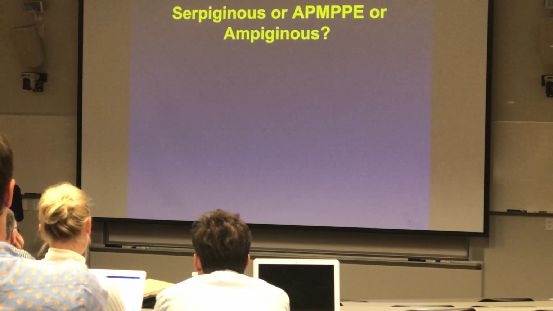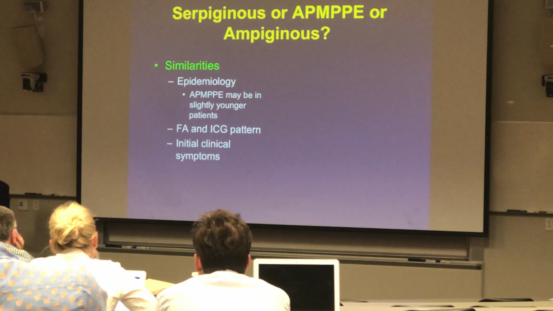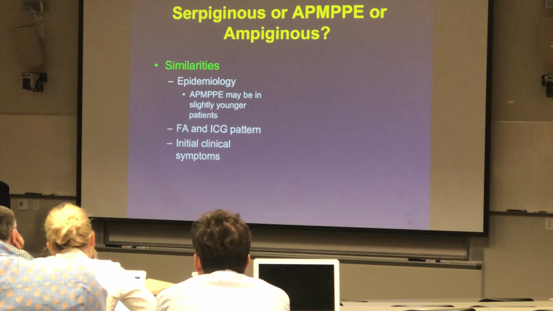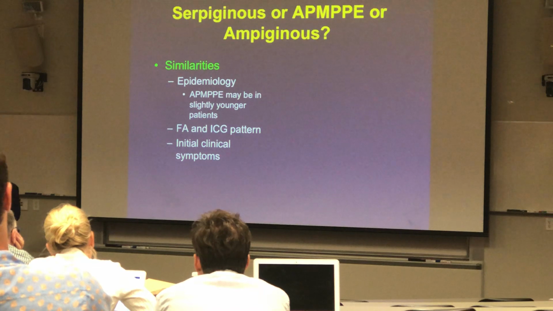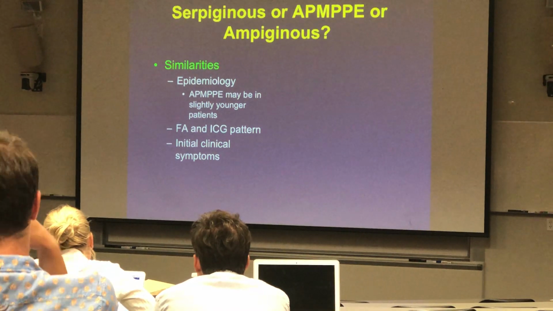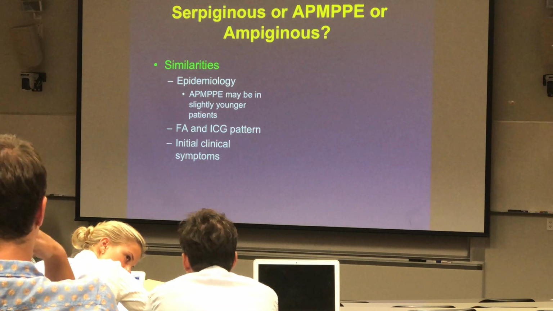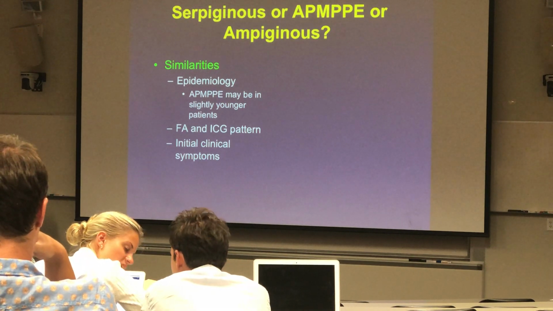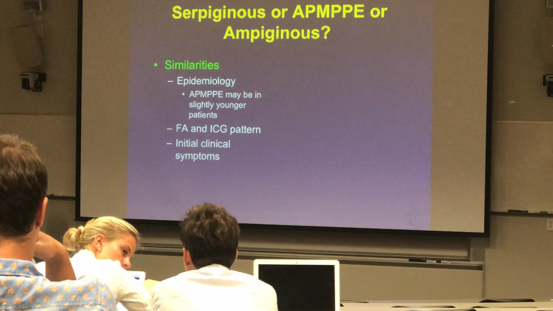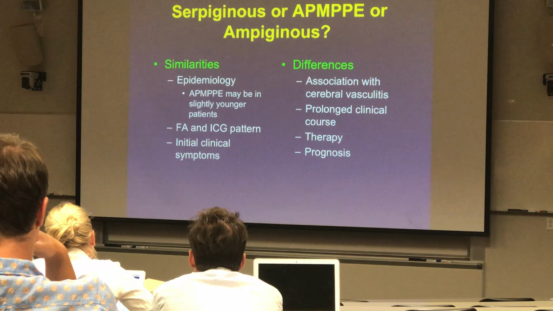So the question of serpiginous or MP or impingement is a way that we gather the different information and put it together. As far as MP goes, MP may be in slightly younger patients, whereas serpiginous is more in the elderly. The FA and the ICG patterns can sometimes help, although I cannot always rely on them because it depends at what stage of the disease you see it. And then the initial clinical symptoms as well. The difference would be the association with some disease.